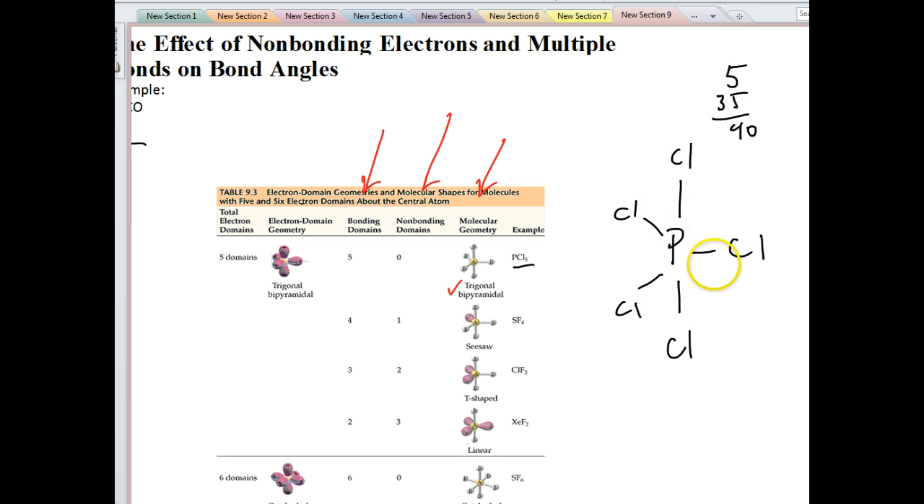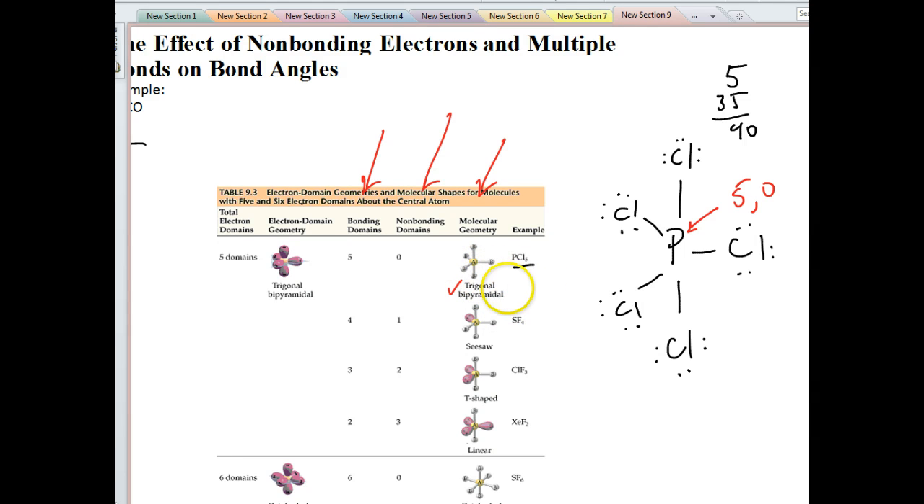2, 4, 6, 8, 10 have already been used in the bonds, so we're going to go ahead and go around here. So 10 have been used. There's 12, 14, 16, 18, 20, 22, 24, 26, 28, 30, 32, 34, 36, 38, 40, and there we go. Now we've used up all 40. So in looking at our central atom here, we have a 5 and 0, 5 bonding and 0 non-bonding, and that's going to give us a trigonal bipyramidal.